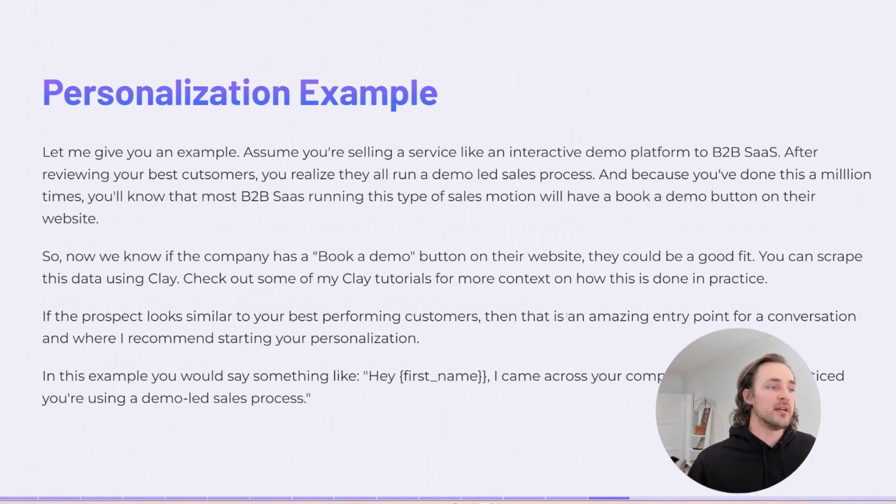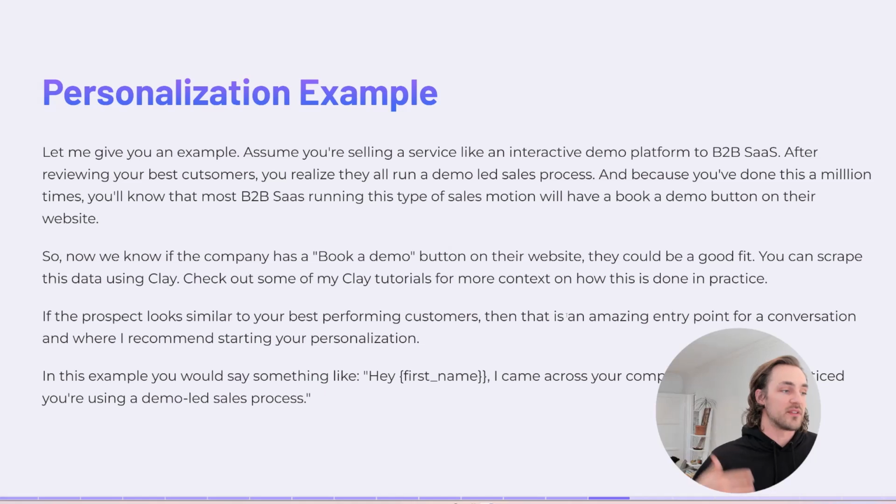So here's an example. Assuming you're selling a service like an interactive demo platform for B2B software, right? After reviewing your best customers, you realize they all run a demo-led sales process. And because you've done this a million different times, you know that most B2B SaaS running this type of sales motion will have a book a demo button on their website. So now we know that if the company has a book a demo button on their website, they would be a good fit, right? So that's qualification, that's going to be filtering, that's going to be list building.